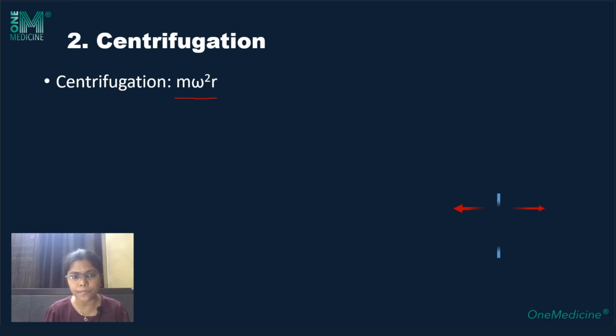Now let us check this figure. This blue colored line is the axis against which centrifugation will take place, and the centrifugal force will act away from the axis, shown by the red arrow, and this yellow arrow is for the force of gravity that is acting downward.